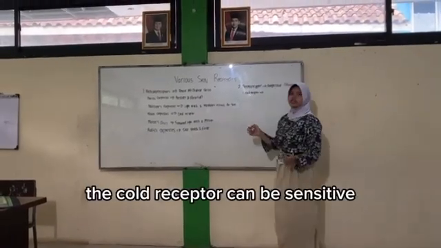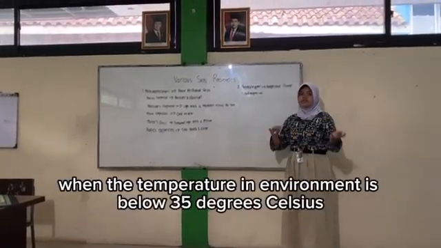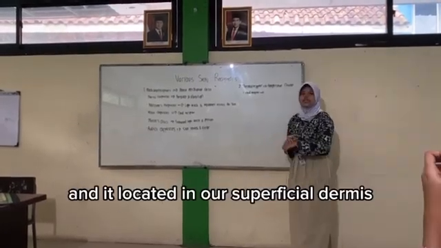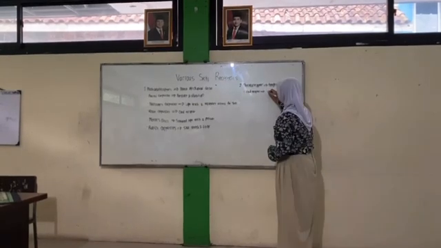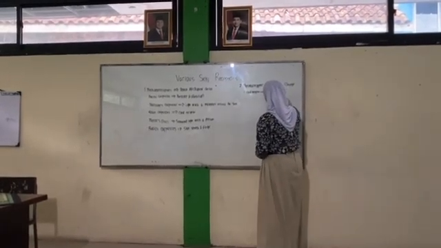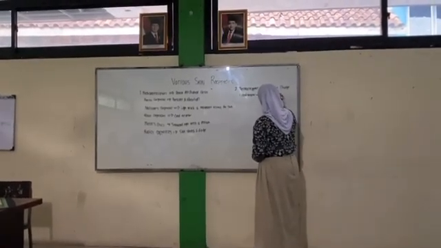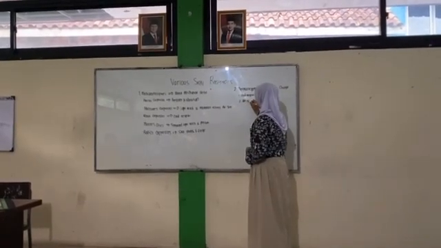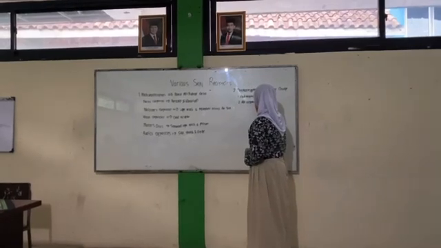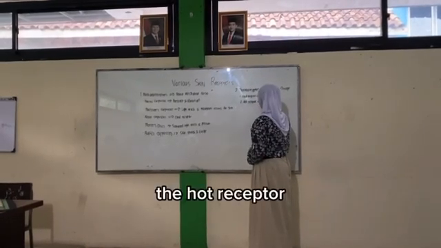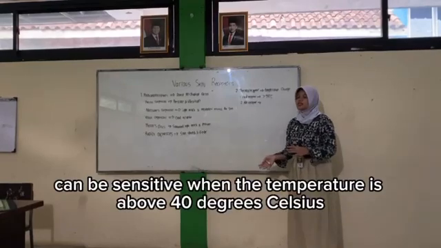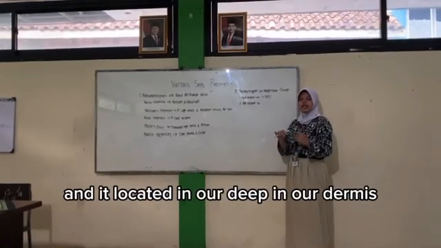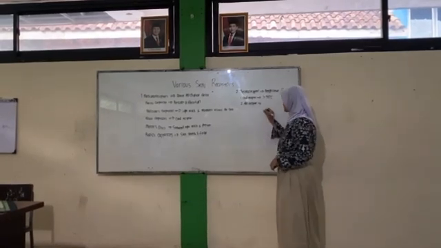The cold receptor is sensitive when the environmental temperature is below 35 degrees Celsius and is located in our superficial dermis. Then the second one is the heat receptor. The heat receptor is sensitive when the temperature is above 40 degrees Celsius and it's located in our dermis.